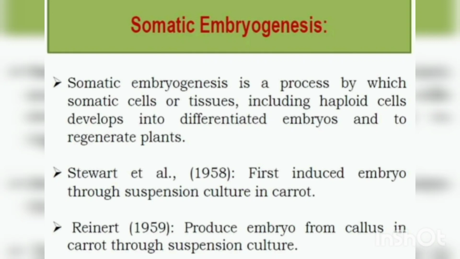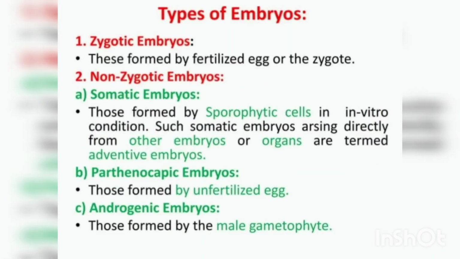So this was first induced in carrot suspension culture by Stewart et al. And Reinhardt also produced embryo from callus in carrot through suspension culture. So when we define somatic embryogenesis, it is the production of embryos from body cells. By taking just a piece of plant tissue, from that we can produce embryos. Okay, that is called embryogenesis or somatic embryogenesis.